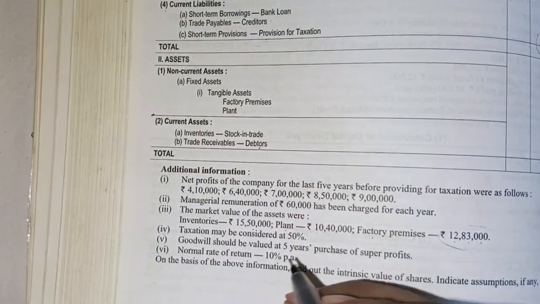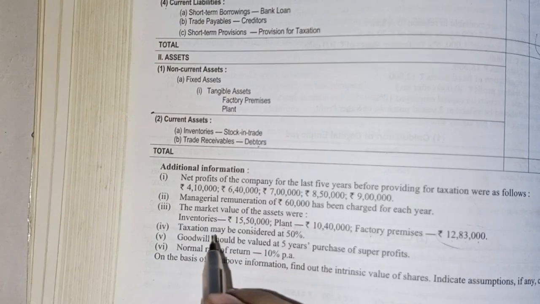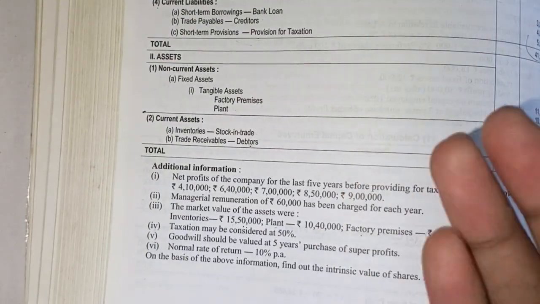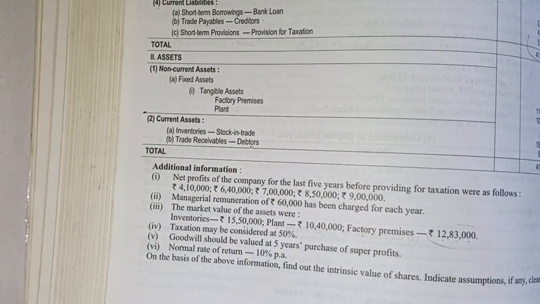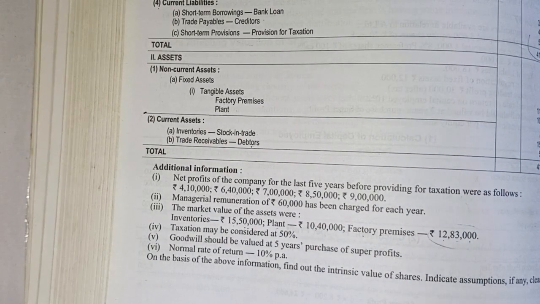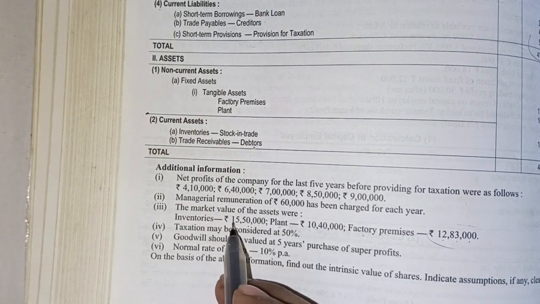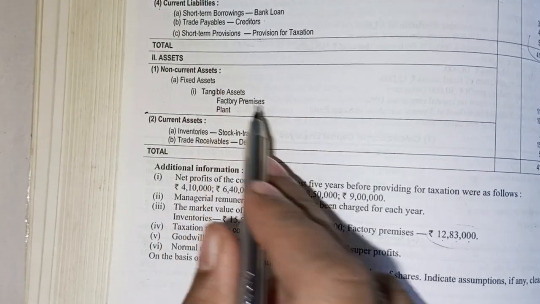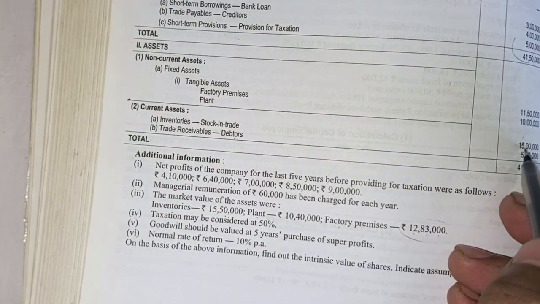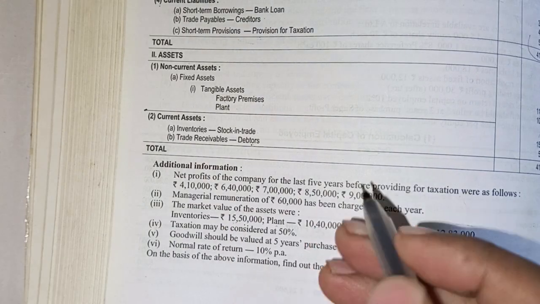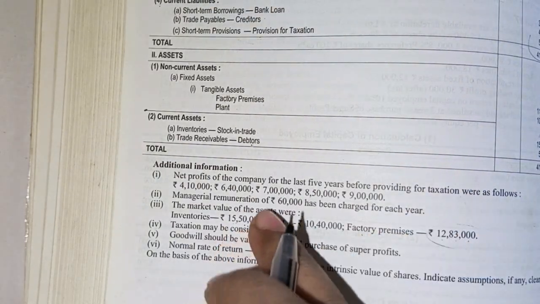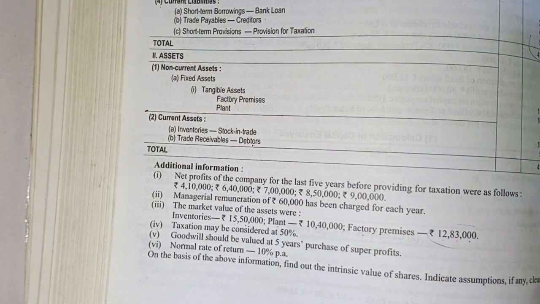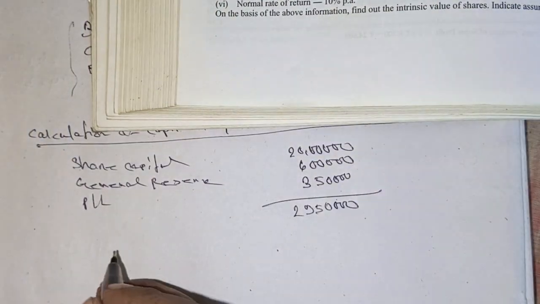So in the additional information, what should I consider? I will consider the value of inventory, meaning the value of assets or liabilities which has increased or decreased. Only on this factor we will consider. Here you can see inventories are 15 lakh 50,000, and on the balance sheet the inventory is 15 lakh. It means inventories have increased by 50,000, so we will consider only this 50,000, not the amount of this 15 lakh.